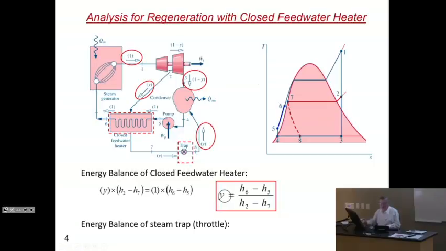This, again, is something that is solved for y: H6 minus H5 over H2 minus H4. Now, the trap has its own energy balance. Because it's a throttle, it simply means H8 equals H7. There you go, or H7 equals H8. And so these are the equations you then solve to find fraction y. The rest is a conservation of mass and of enthalpy, like we did for the classic Rankine cycle. And here is the functioning of the closed feed water heater.